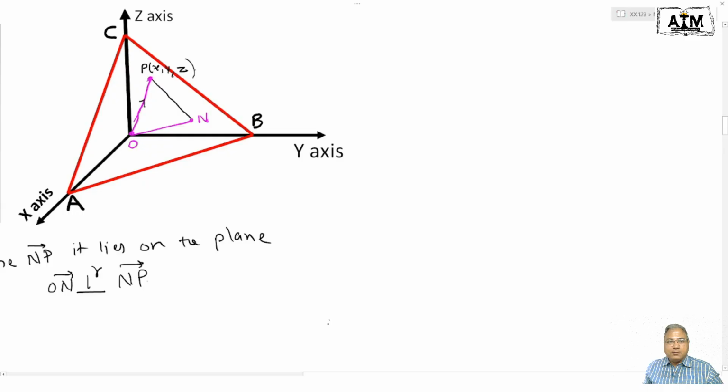Vector OP is the position vector of point P. Let us call vector OP equal to vector R. That is the position vector of point P. And vector ON is nothing but vector N. Let N cap be the unit vector, unit normal vector.